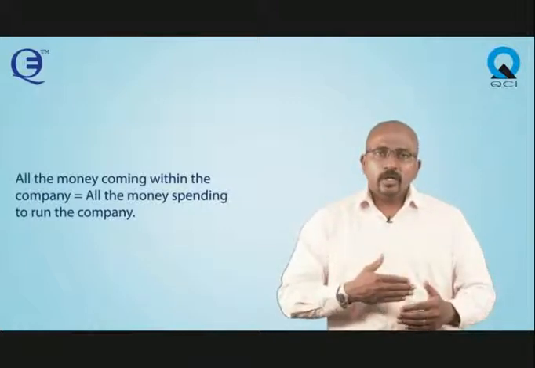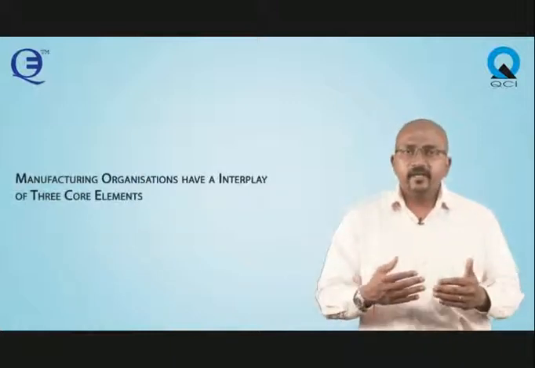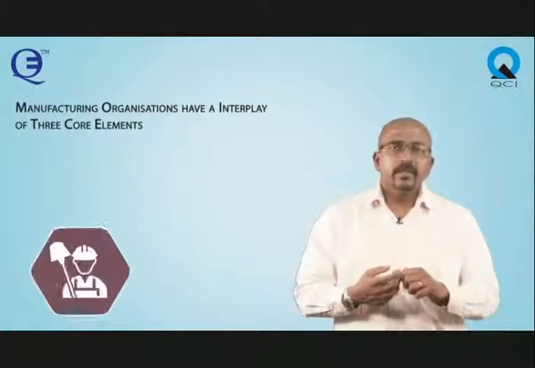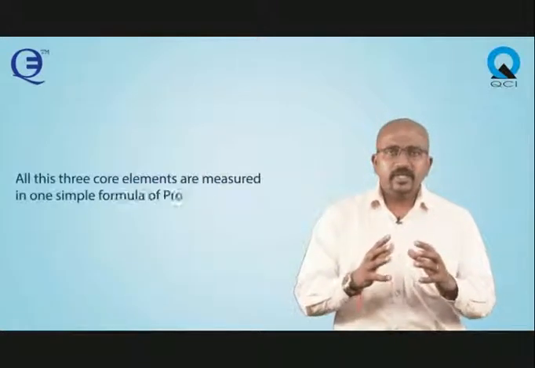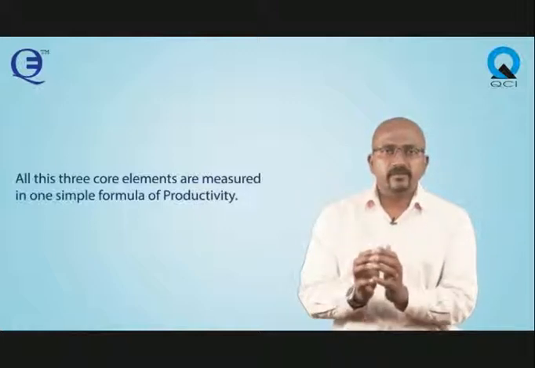Now, like I said earlier, manufacturing organizations have an interplay of three core elements: labor, material and capital. In throughput world, all these three things are measured in one simple formula of productivity. So if you have saved money in material and increased your labor cost or your capital cost, all of it gets summed up here. But not only this, you can take this measurement and use it in your day-to-day operations.